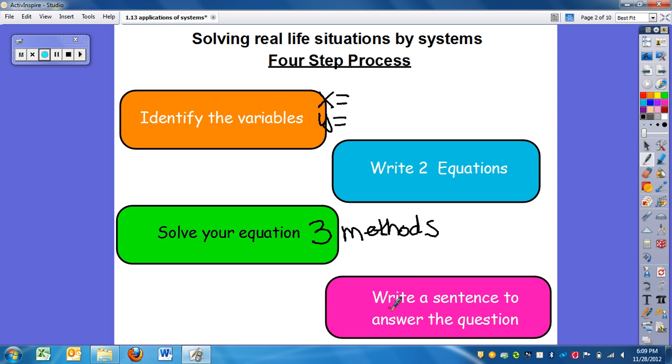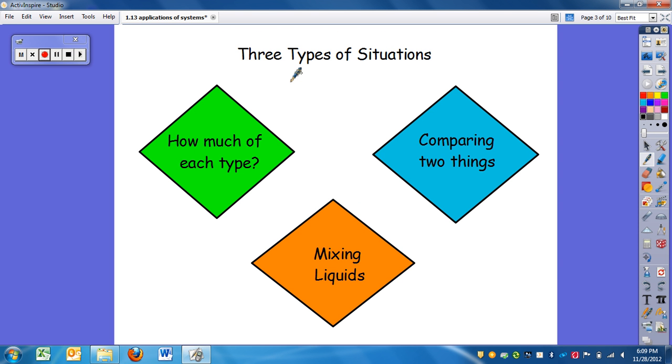Since these are going to be application problems, at the end it's going to ask, what is the answer to this? Since they're asking a question, I expect you to write it as a sentence. There are three types of situations we're going to do. The first one is how many of each type, like how many apples and how many oranges. The second type, we're going to compare two things, like two companies, company A versus company B, and at what point do they cost the same? And the last one is mixing liquids. If I mix this with this and I want to create this, how much of each would it take?